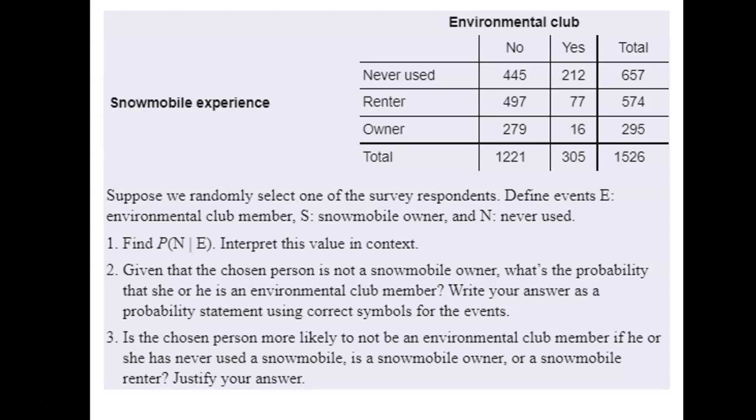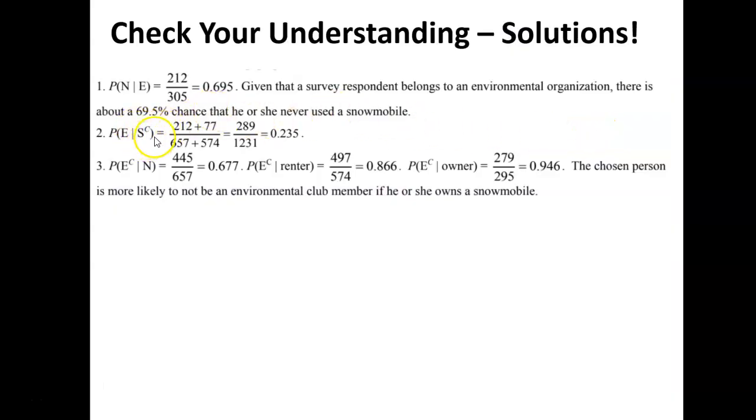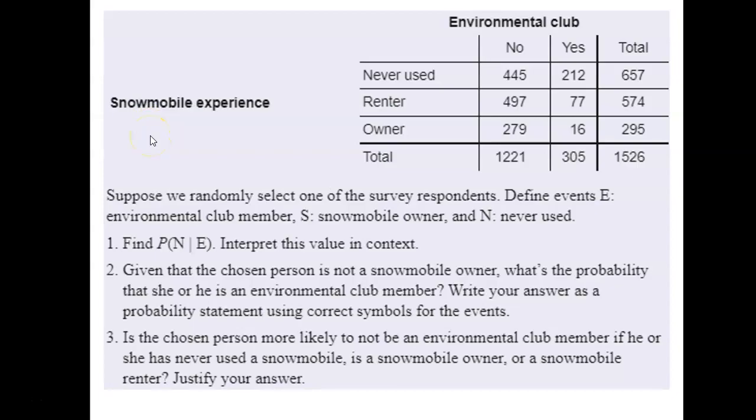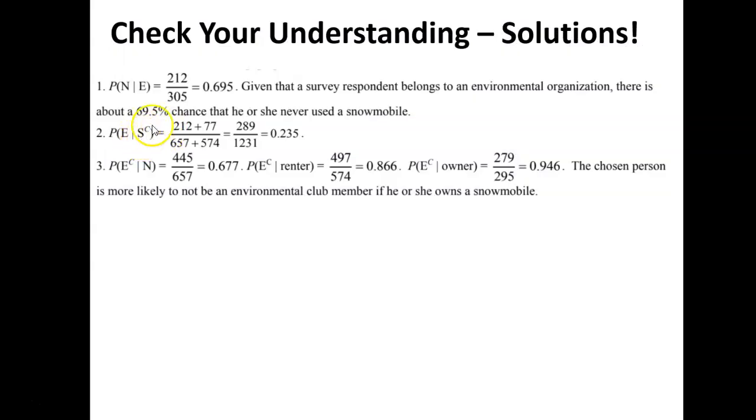All right. The second question is the reverse. They gave us the English and they want us to calculate it, but then write it as probability. So given that the person chosen is not a snowmobile owner, so here's the owners, right? So we would only be able to look at these guys, the renters and the never used. So looking at these two, remember these two would be the complement of the owners. So when we go to write this in notation, we're going to have to use that complement notation. So given that we have the complement to the owners, that's why you're going to see this right here. What's S? Oh, they used S for snowmobile owner. All right. So the complement of being an owner, that was the given part.